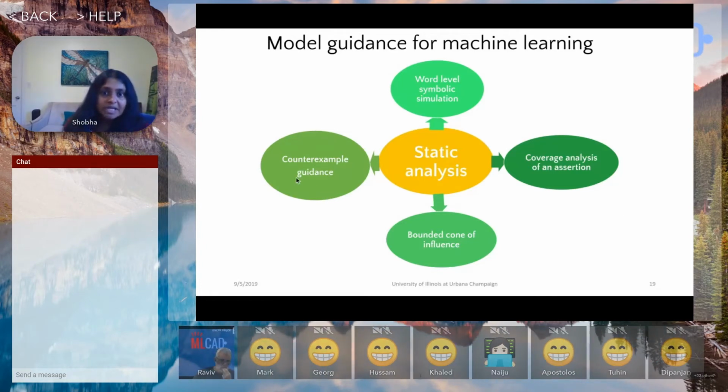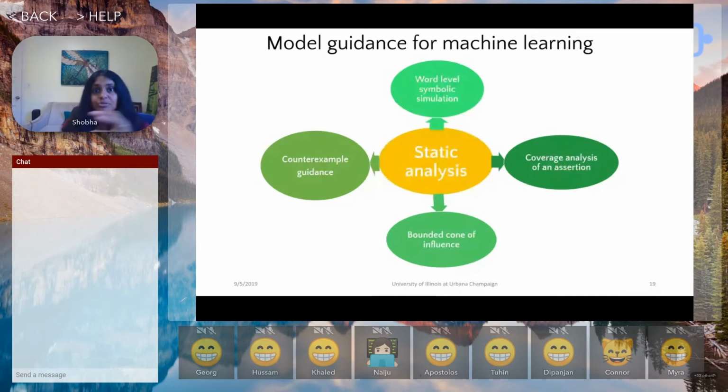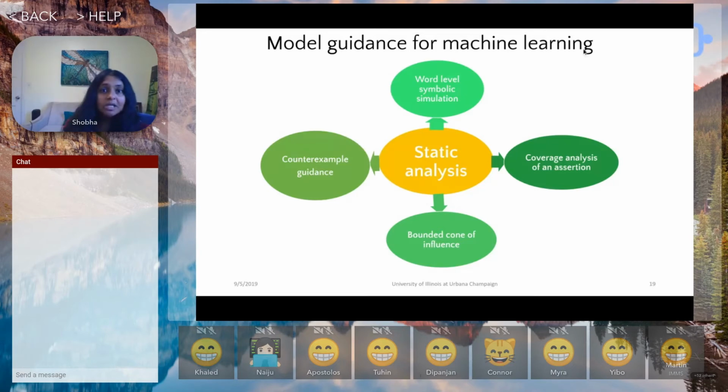So in many cases, we did counterexample based guidance. So we would run this Goldmine engine through a formal verification tool, and then whatever counterexamples were provided by the formal verification tool, we would use that to guide the machine learning. At some point, we also did a bounded cone of influence that we provided to the machine learning tool. In different cases, we also provided for an assertion how much coverage that assertion had, and we developed static analysis methods to find coverage of an assertion in RTL.